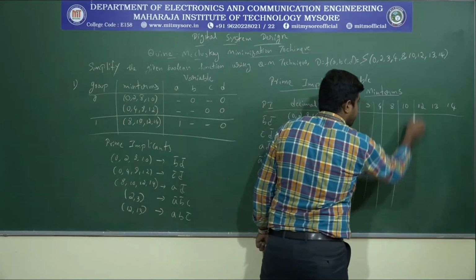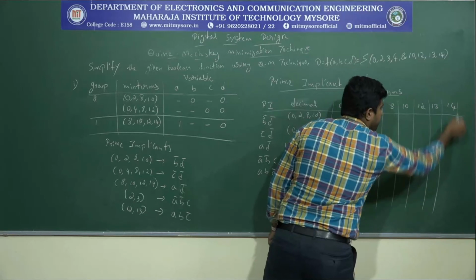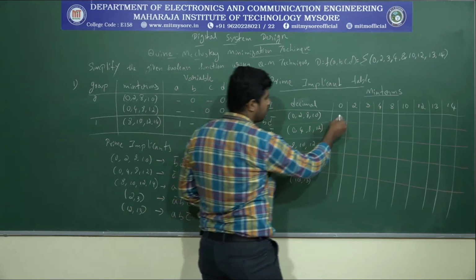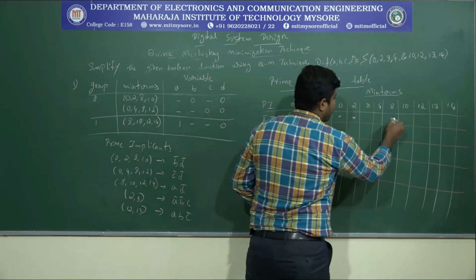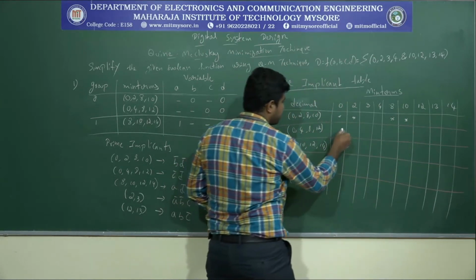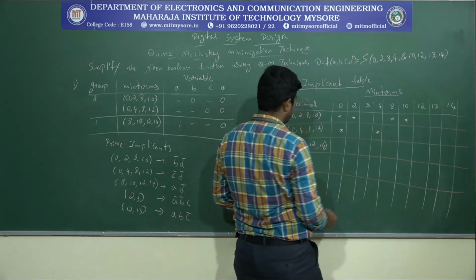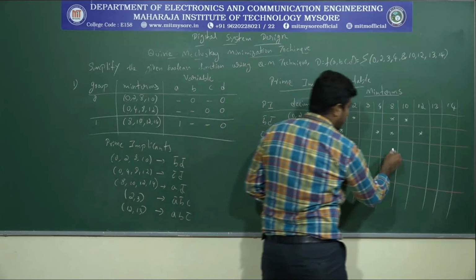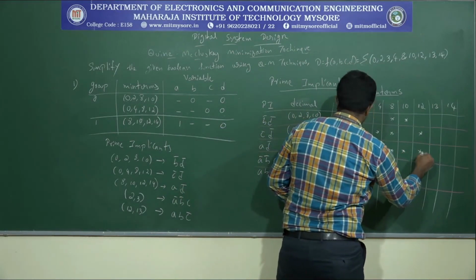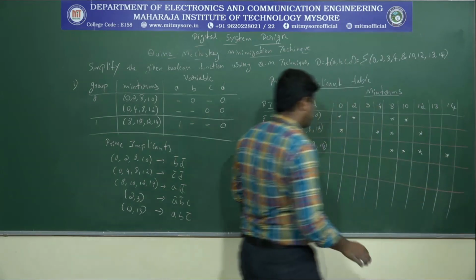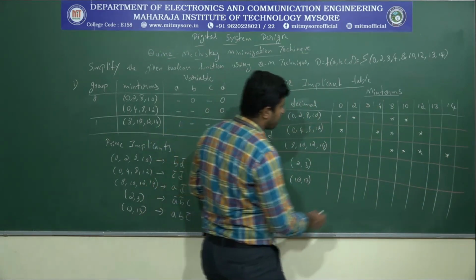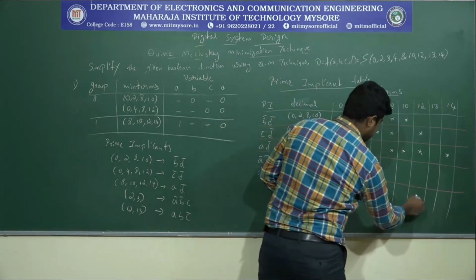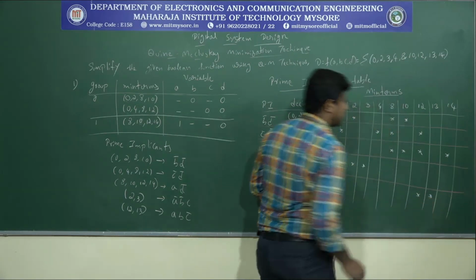Let's enter a star for the prime implicants which cover the min terms. So this prime implicant will cover 0, 2, 8, 10, next 0, 4, 8, 12, next 8, 10, 12, 14, and next 2, 3, and 12, 13.